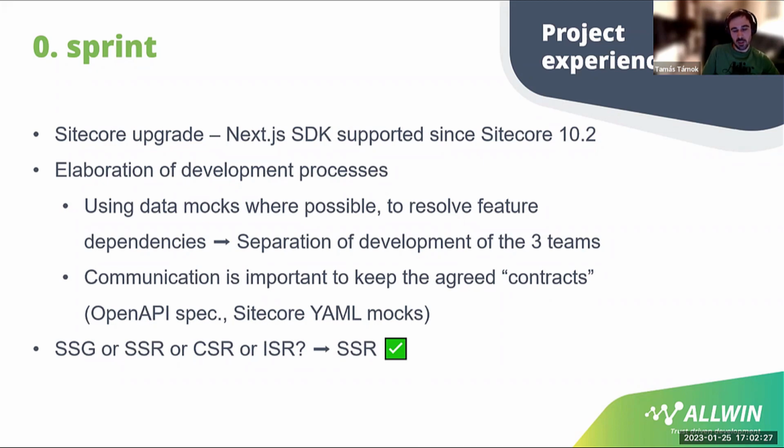And in the sprint, we also had to decide what kind of rendering method we wanted to use. And we decided to use server-side rendering. In our case, we couldn't use static site generation, because our pages were just too dynamic, and we didn't want to use client-side dynamics because we wanted to have the server side of it. That's why we chose server-side rendering, which is kind of similar to a .NET web project.